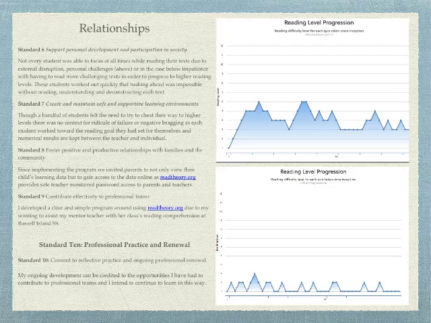Standard 9, contributing effectively to professional teams. This was something that I shared with the whole school, starting with my mentor teacher, the PLT, then the head of curriculum, and finally the principal and the rest of the staff. And I didn't put myself out there. They found out about it and were really excited, so I was happy to help. And finally, Standard 10, my ongoing development can be credited to the opportunities I've had to contribute to professional teams, and I intend to continue to learn in this way.